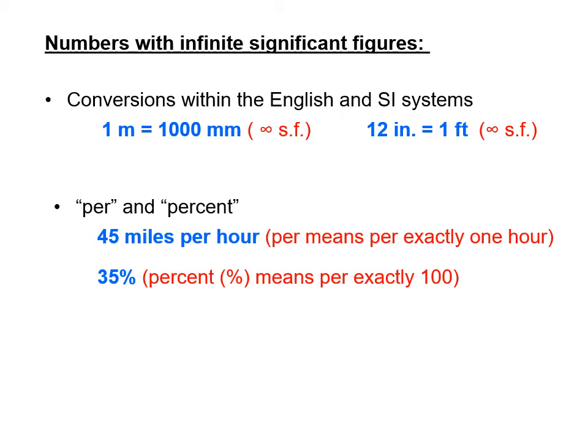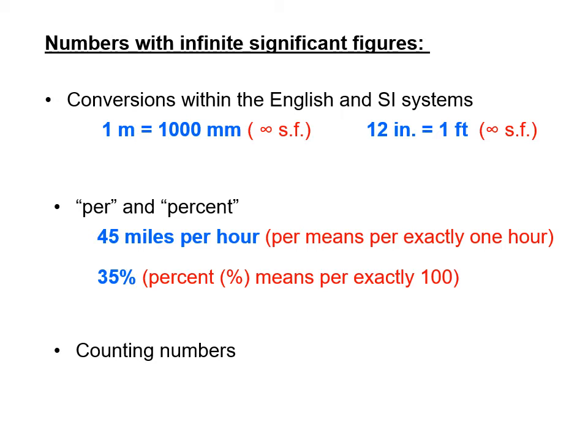Also percent, if I say 35%, percent means exactly 100. So the 35 would only contain two significant figures, but the percent part of it, which means per 100, that 100 contains infinite significant figures.